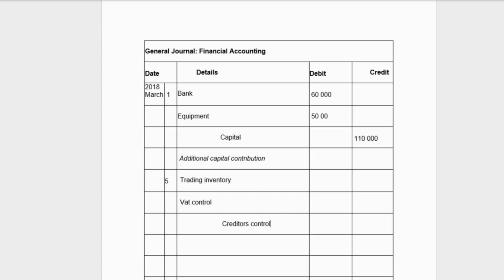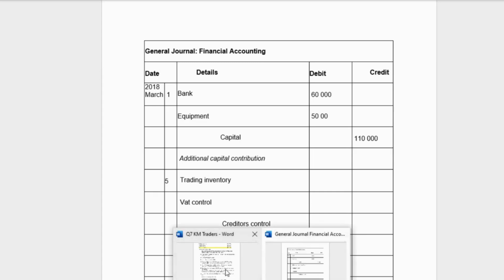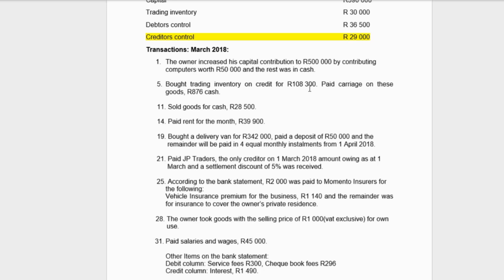Right. And then now we have to record the monies. Our monies, because I started with this account so that I can explain it better. So now the creditors control is going to be the total amount of goods you have purchased or bought. So how much is the total amount of goods purchased? It's 108,300, right? So we are going to credit that as creditors.